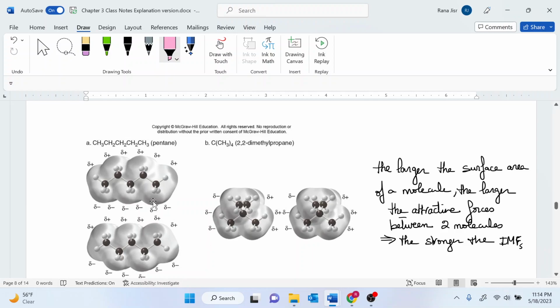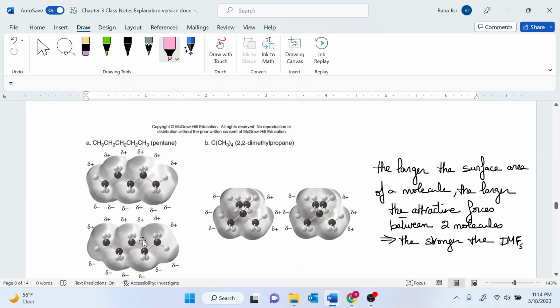So let's say, for example, here I have a chain of 5 carbons. The carbons are represented by a black circle, and the hydrogens are represented by the white circles. Okay, so here I have a chain of 1, 2, 3, 4, and 5 carbons. It's called pentane. This is the condensed form of pentane. I have two pentane molecules that are close to each other.